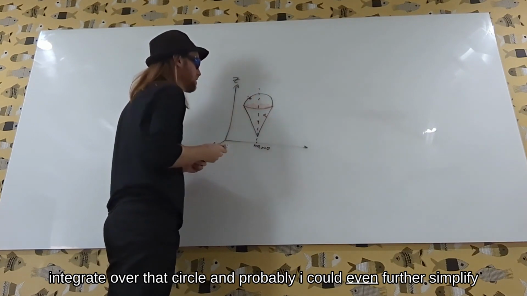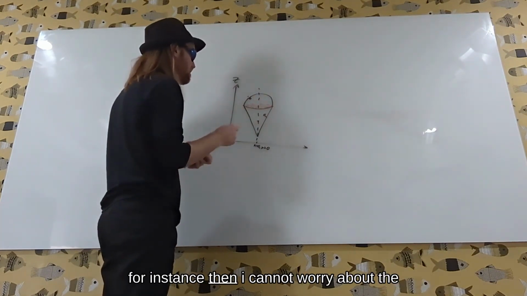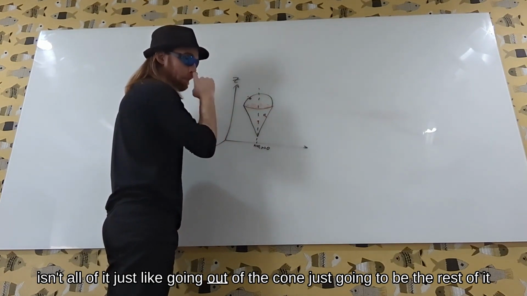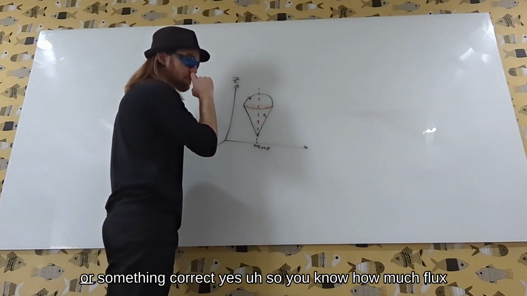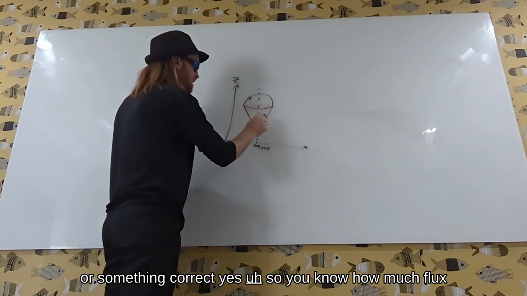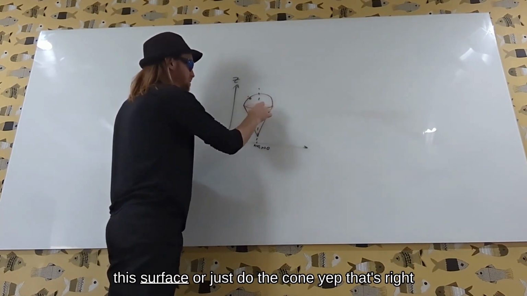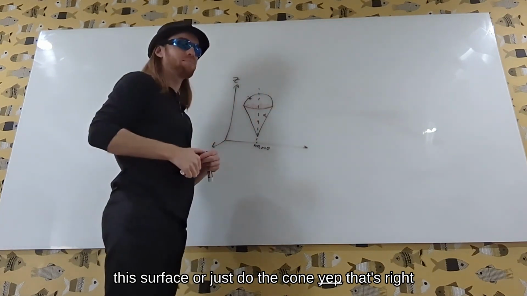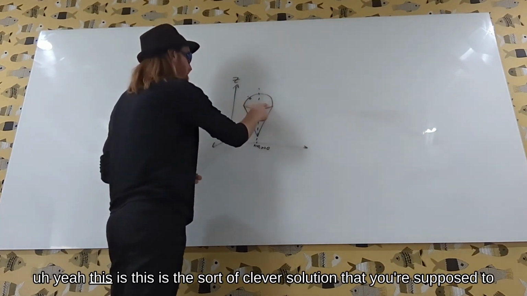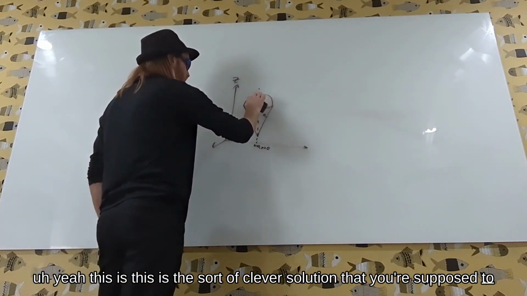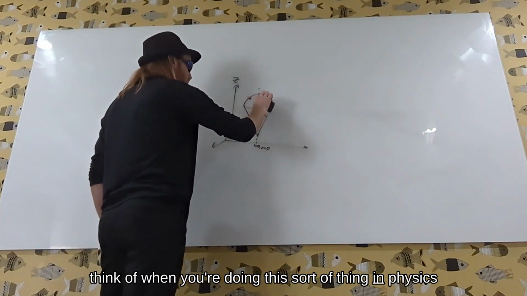And probably I could even further simplify, like for instance. Isn't all of it going out of the cone just going to be the rest of it or something? Correct, yes. You know how much flux is coming off the charge, therefore you could just do this surface or just do the cone. Yep, that's right. This is the sort of clever solution that you're supposed to think of when you're doing this sort of thing in physics.